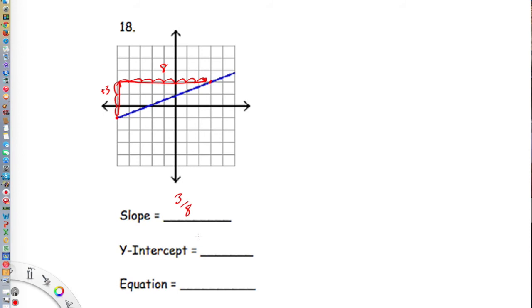Okay, my y-intercept. Where does this line intersect the y-axis? I'd have to say right about here. And it sure does look close to 1, and I'm going to accept 1. 1 is about as good as we can do. And then my equation, I need to use my y = mx + b, my slope-intercept template there. So my equation would be y is equal to the slope, which is 3/8, times any x value, plus 1, which is my y-intercept.